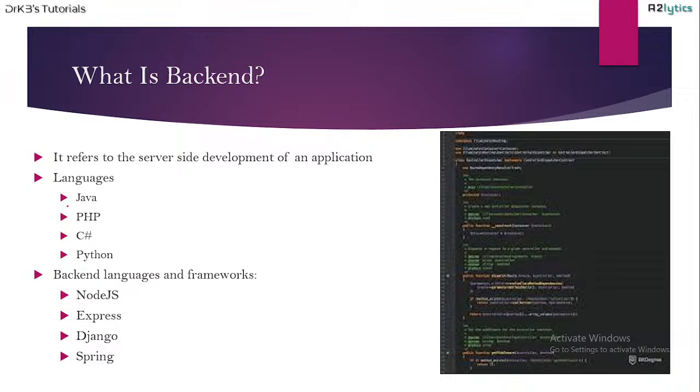To develop a backend application, you can use programming languages like Java, PHP, C#, Python. Many languages are there, a few are listed over here. You can use these languages. Also, you can use some backend frameworks like Node.js, Express, Django, Spring. These frameworks you can use.